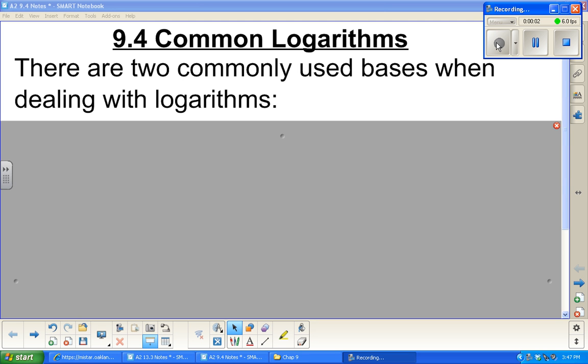Okay, this is Algebra 2, section 9.4. It's called Common Logarithms. We're finally going to get into the calculators a little bit more and using logarithms to solve equations and help us do some things.